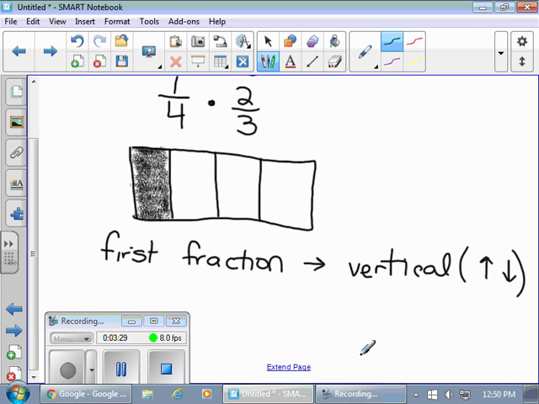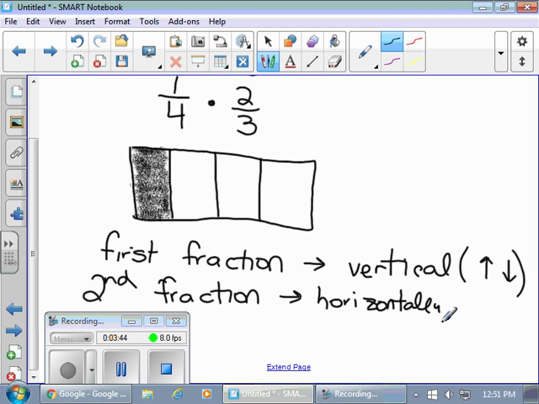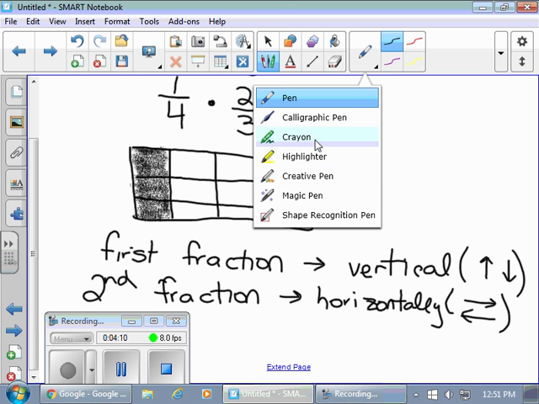Alright, now, the second fraction is going to go horizontally. So that's from left to right. So I'm going to go back and pretend like it's a whole rectangle again, and I'm going to break it into 3 sections. So here goes 1, 2 lines, because that's going to break me into 3 sections, correct? Now I'm going to color that one with the orange.